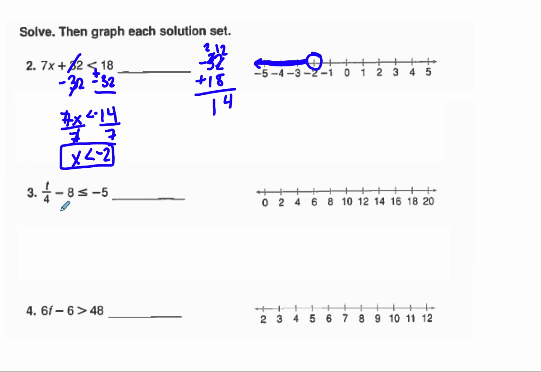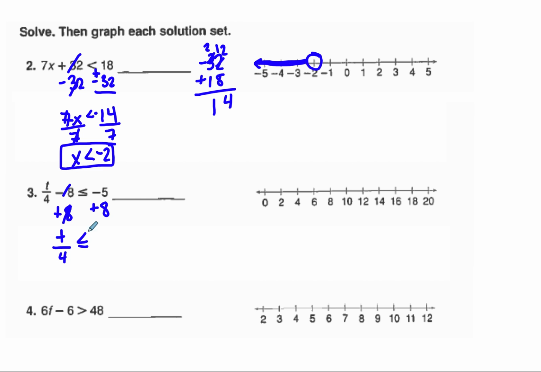All right, let's try number 3 together. t divided by 4 minus 8 is less than or equal to negative 5. So we're going to start by getting rid of our minus 8. We always get rid of subtraction and addition first. Negative 8 plus 8 is 0, so I'm left with t divided by 4.